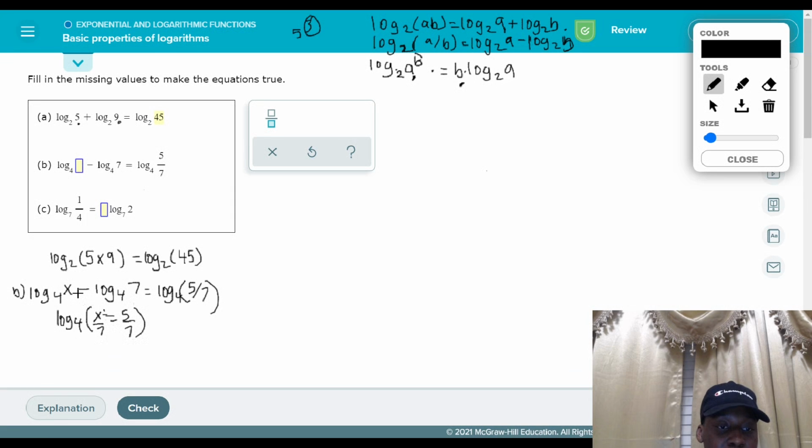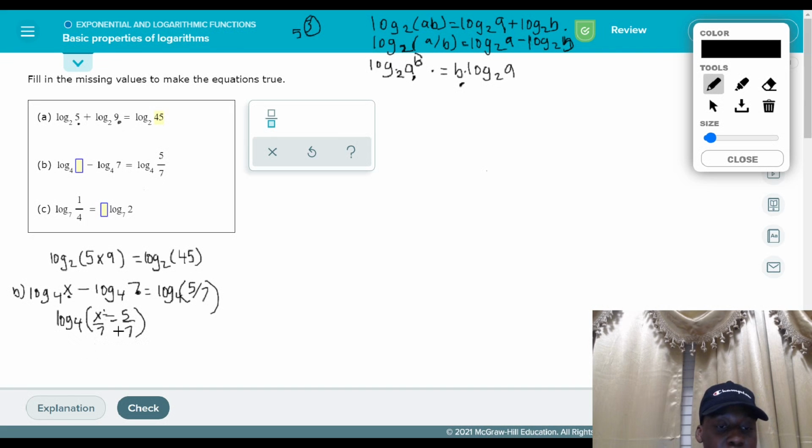Okay, because we know anything with a minus is equal to division. When we're subtracting in this form, we're always dividing. So we want to divide. When we divide x and 7, that gives us x over 7, and the answer we get is 5 over 7. So when we divide, this should give us 5 over 7.